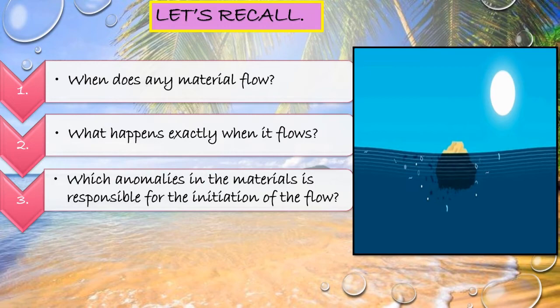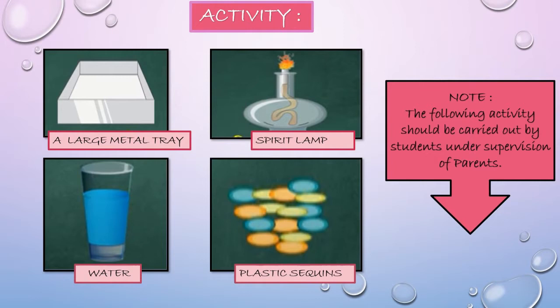Students, here we have an activity. Try out this. The materials which are required for the activity are a large metal tray, water, spirit lamp, and plastic sequins. Note, the following activity should be carried out by students under the supervision of parents or adults.